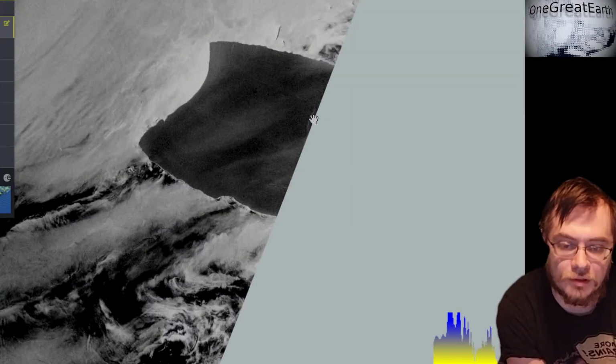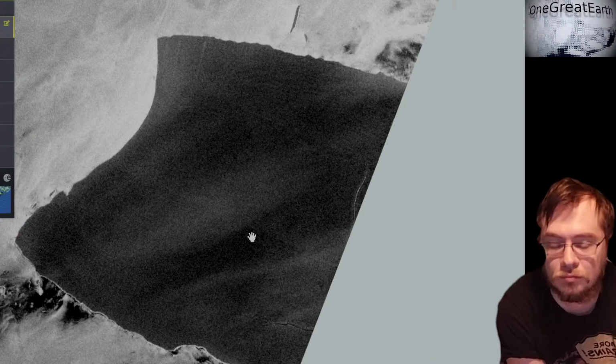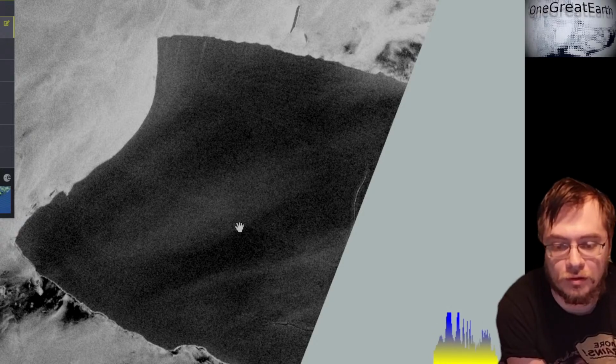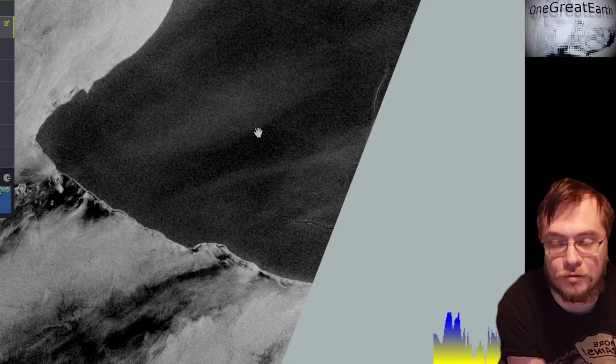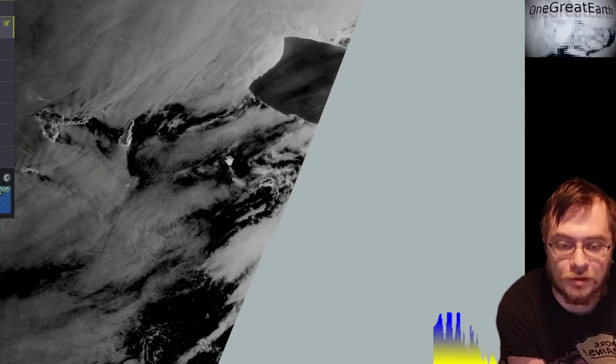There is the latest image, A23A. Massive 80-kilometer iceberg that's on its way into the Scotia Sea. We'll see where it spins up into next.